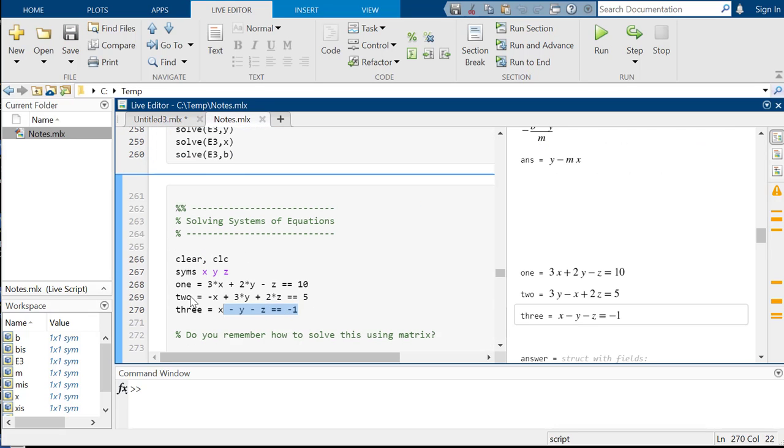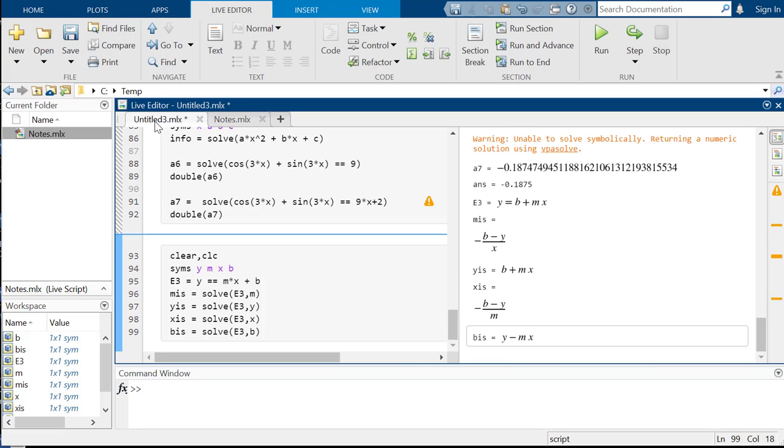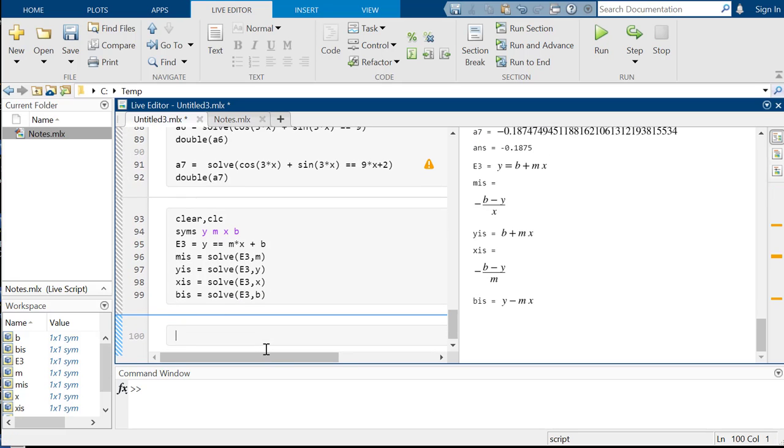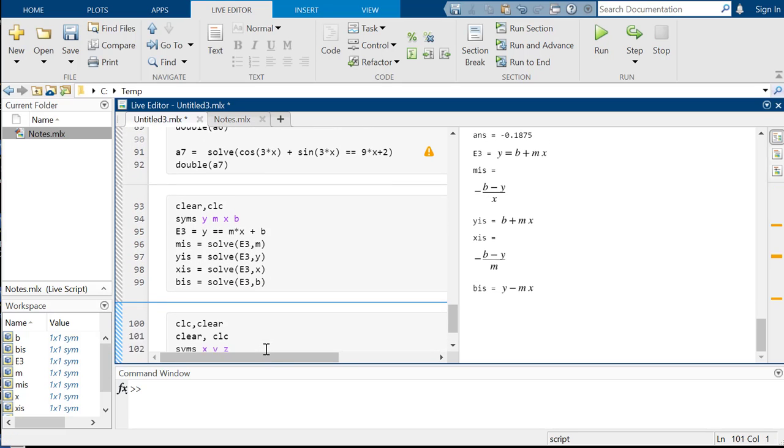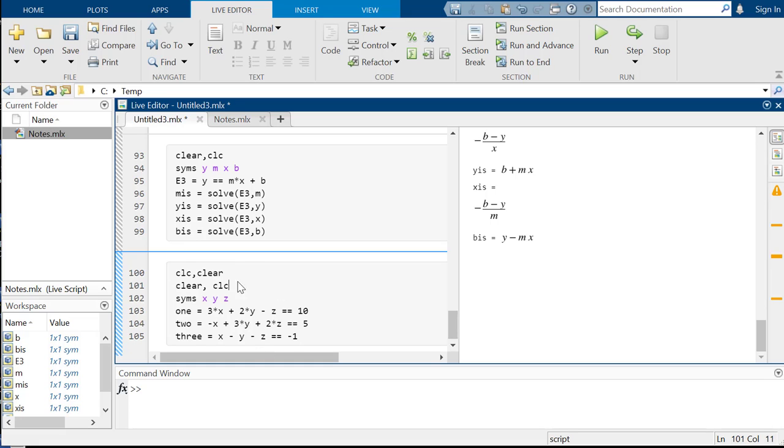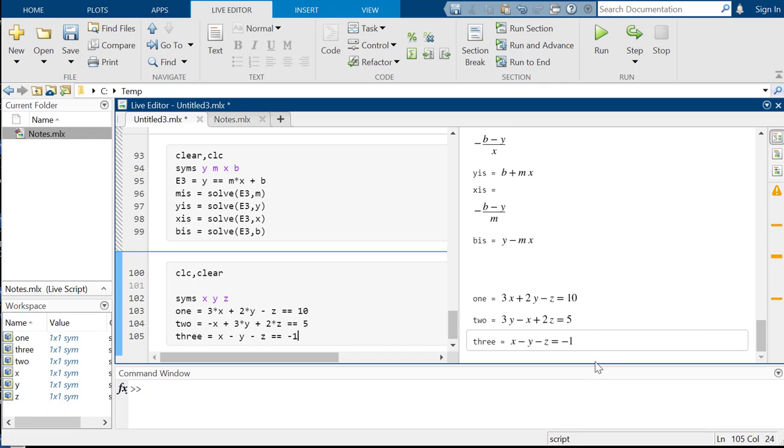So if you've got something like this, okay, come here, girl. Okay, there we go. So 3x plus 2y plus z equals 10. Negative x plus 3y plus 2z is 5, and x minus y minus z is equal to 1. So you have these three equations here.